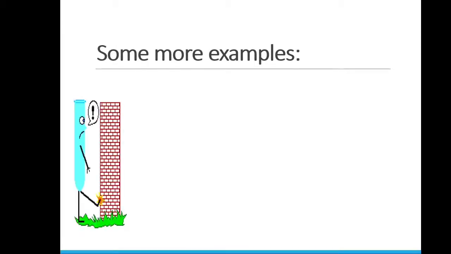Now, let us look at a few more examples. Here you can see that this test tube looking guy is kicking the wall, but instead he gets hurt himself. Why does it happen so? When you kick a wall, you apply some force on the wall, but at the same time the wall also exerts some amount of force on our leg, and because of that you feel hurt.